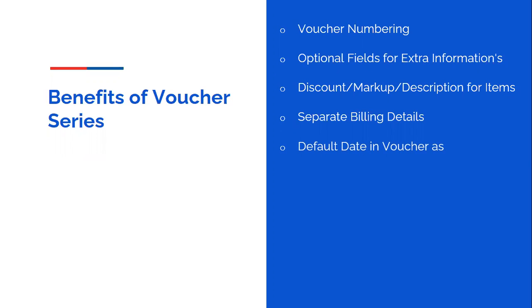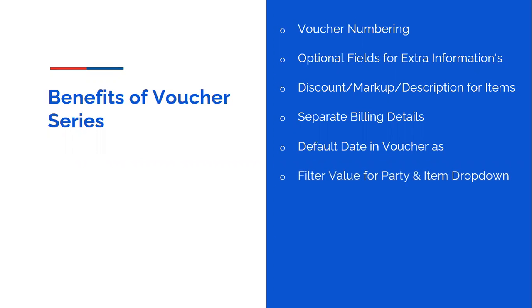Next is default date in voucher as. When you are adding a voucher, which date should come automatically by default, the current date or the last voucher date? You have two options in this field, current date or last voucher date. You can select as per your need. When you add a bill, this date will be picked by default. So you can configure it in voucher series configuration, and at the time of transaction, the date will be picked automatically.